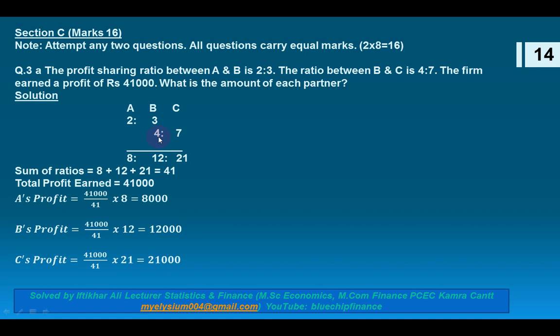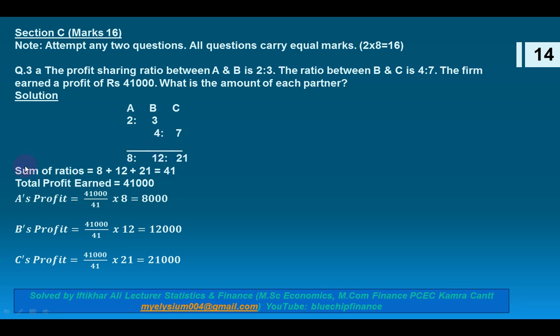So now we come to the final ratio, and how can we take the final ratio? Just simply multiply this 2 with this 4, the result will be 8. After that, 4 multiplied by 3 equals 12, and 3 multiplied by 7 equals 21. It cannot be reduced further because no same number will go into all 3 elements 8, 12, and 21, so it is the final ratio 8, 12, and 21.